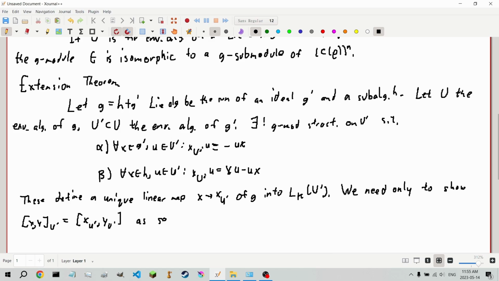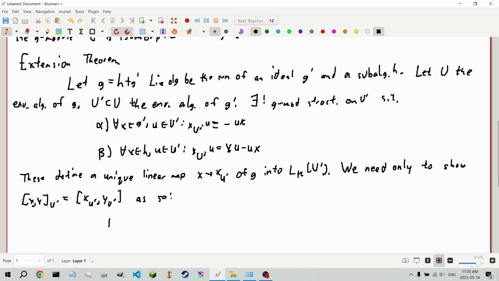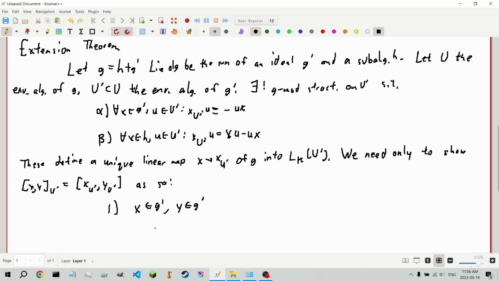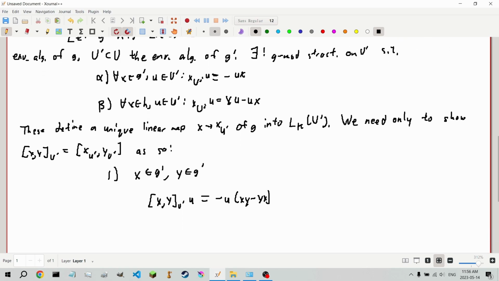Now, given that x and y can come from either H or G prime, there's three cases to consider, since the order in which they come from doesn't matter. So if they're both from the ideal, then x comma y acting on U prime on some u is equal to just negative u of xy minus yx, which is x U prime y U prime minus y U prime x U prime acting on u.